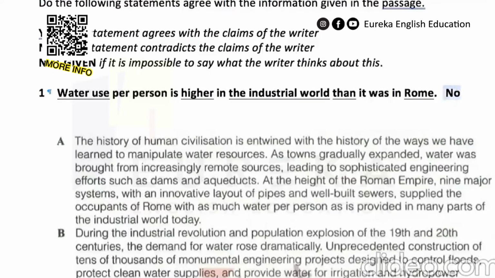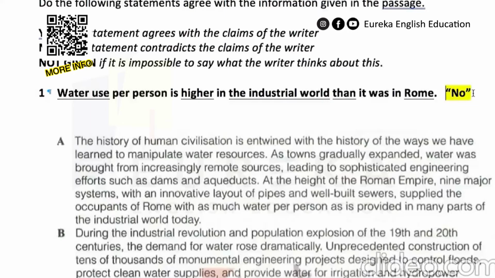So the answer for this question is no. Why? Because there is a contradiction. As I mentioned, in the question it says the water use is higher in the industrial world than it was in Rome. But the statement in the passage says that the supply of water, or the water use, in Rome is just as much as in the industrial world today. Therefore, the answer is no.